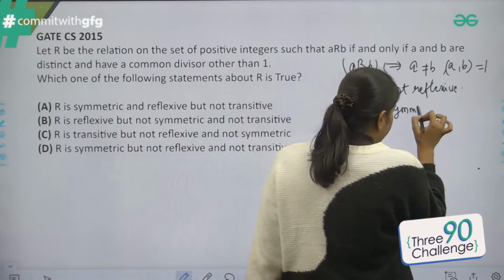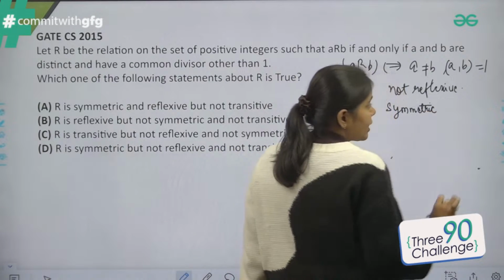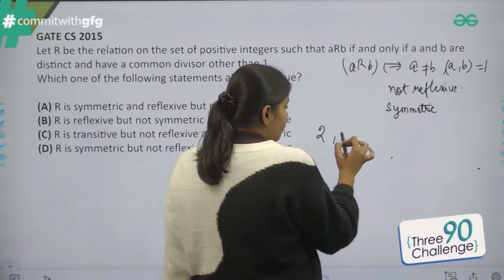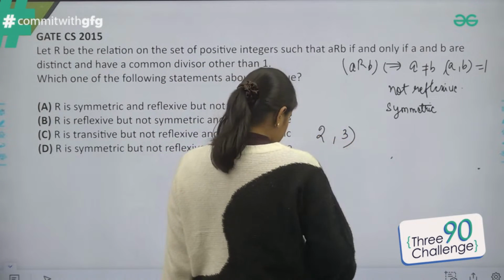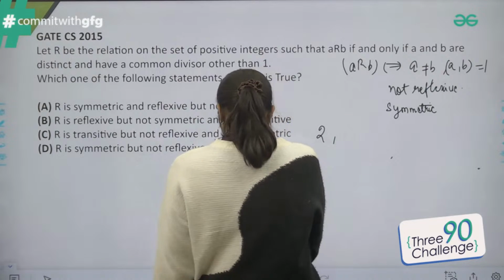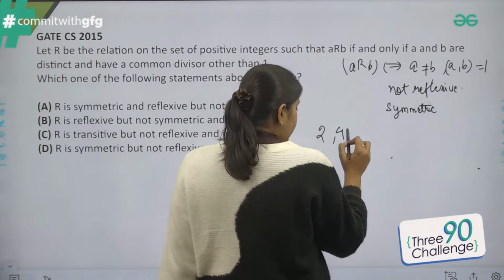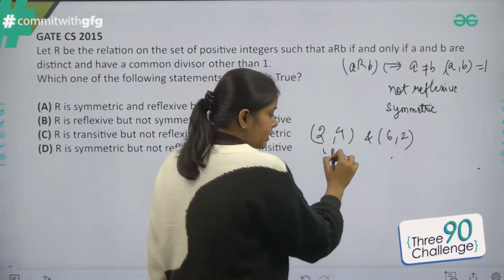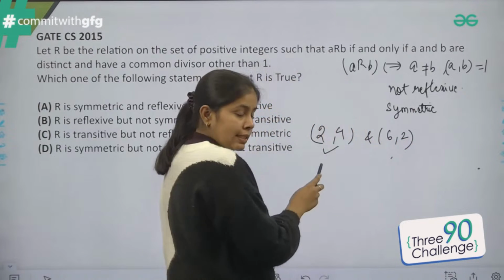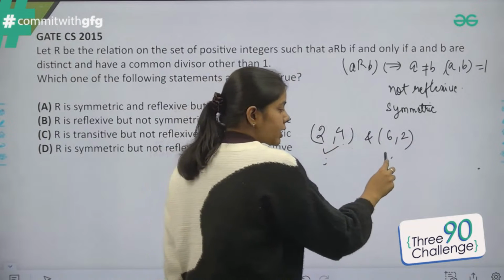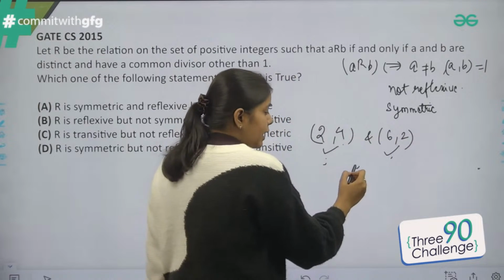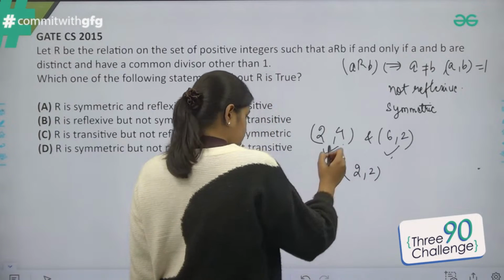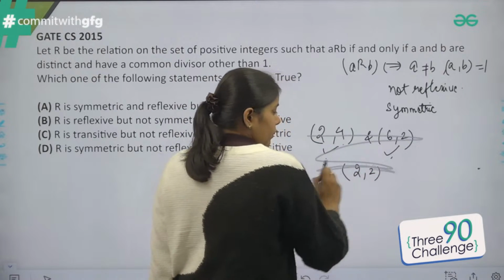It is symmetric. But if I check transitivity, let's say I take 2 comma 4 and 6 comma 2. So 2 is related to 4, 6 is related to 2, but if you take transitive, we would get 2 comma 2. Sorry guys, I have taken a wrong example.